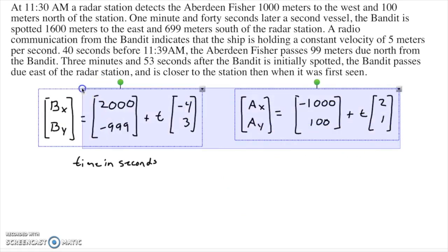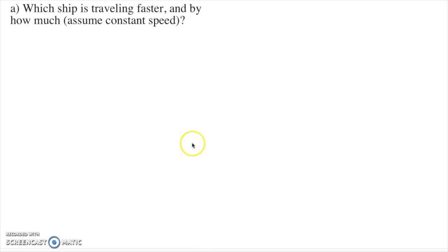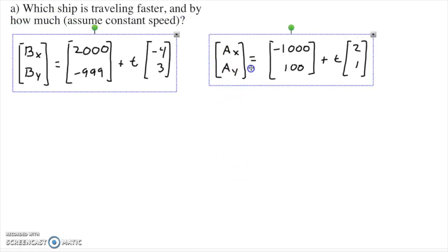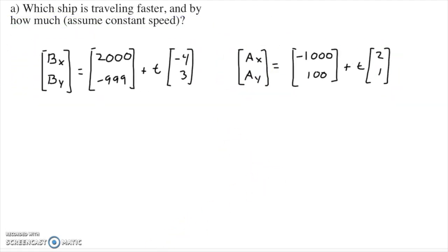So let me just go ahead and take these to the next page with me, and here's the first question we're going to ask. Which ship is traveling faster, and by how much? Assume constant speed. Now if you read through the problem, you actually know that we know the velocity for the Bandit already. The velocity here is exactly 5 meters per second. That's easy to see from the velocity vector, right? Because the components are -4 and 3. So the square root of -4 squared plus 3 squared is of course 5. And that's where that 5 meter per second velocity is coming from.